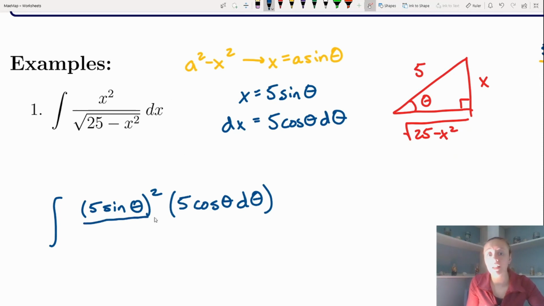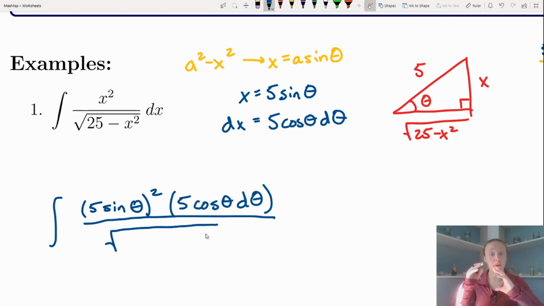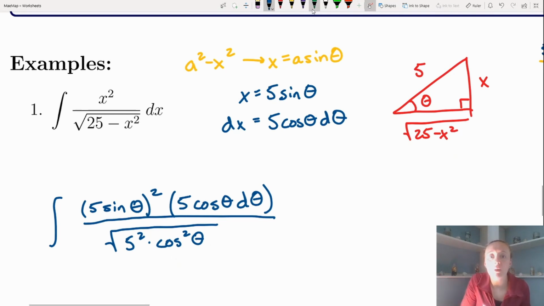Now my denominator is the square root of 25 minus x squared. So I have the square root of, remember that bookkeeping that we did, that 25 minus x squared simplified down to 5 squared times cosine squared theta. So you can see by simplifying that down using that identity, we can now apply this square root to each of my terms. So let's go ahead and simplify down in our next step.